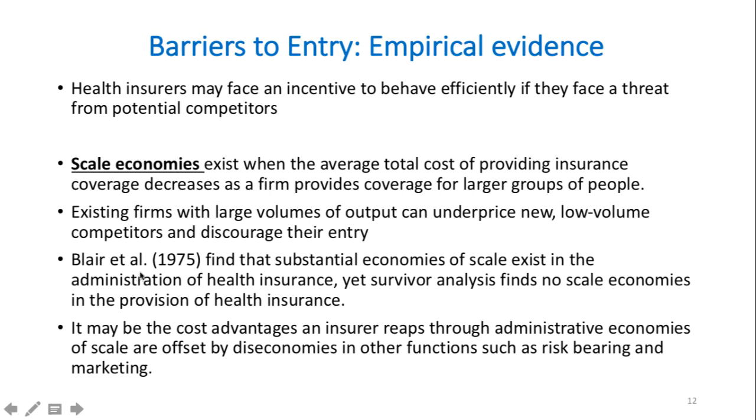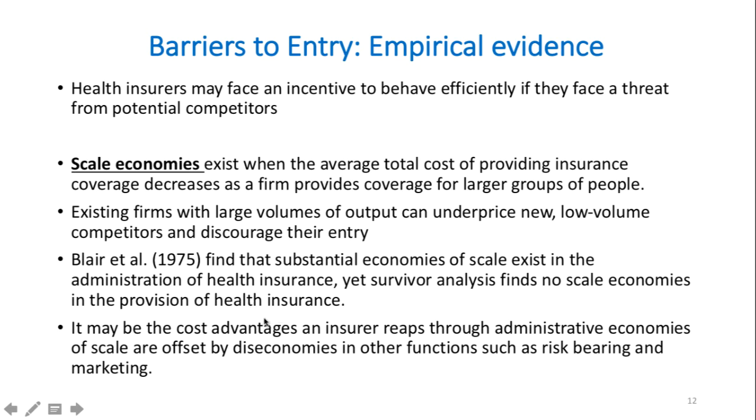Blair et al. find that there are substantial economies of scale in the administration of health insurance. Yet in the next study, using survival analysis, they find no scale economies in the provision of health insurance. So basically, they had two studies back to back. The first one finds there are scale economies, and the second one, using survivor analysis, finds no scale economies in health insurance.